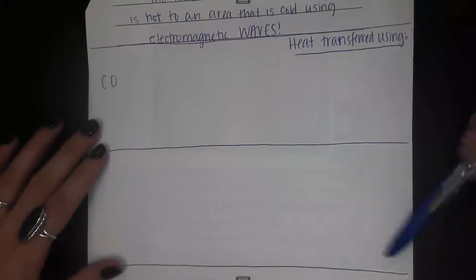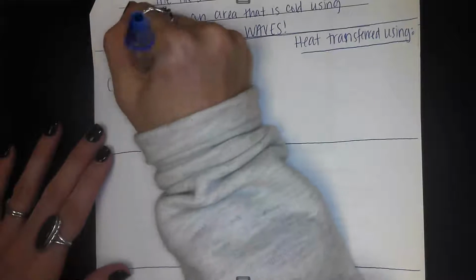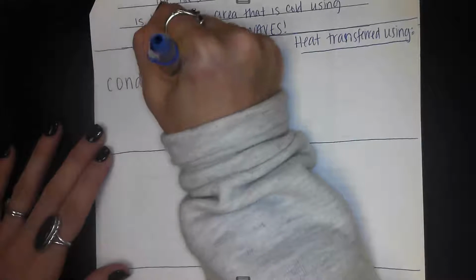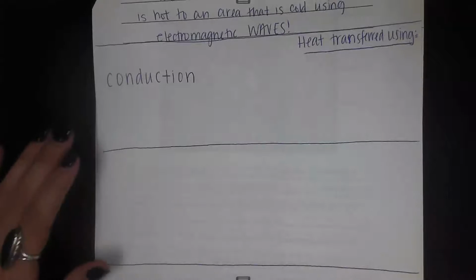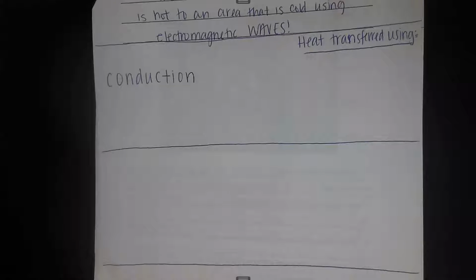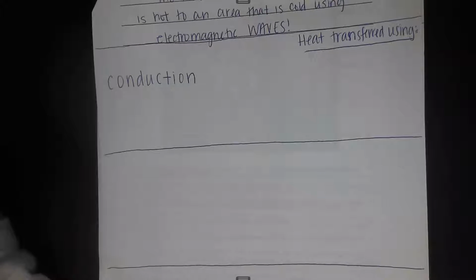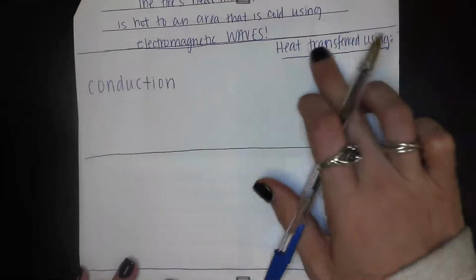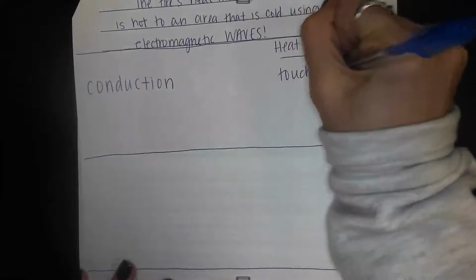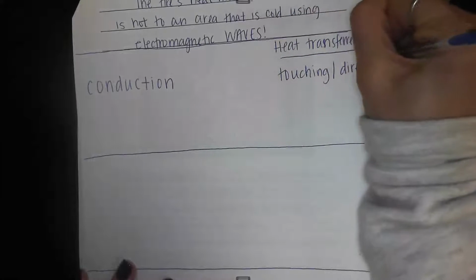So the first one that we're going to write is conduction. And if you looked in the reading, it's that first paragraph that talks about conduction. What does it say conduction is? Heat transfer through, Bo, direct contact. So on this side, because it says heat transfer using, we're going to write touching / direct contact. And I have a way to help you remember this.